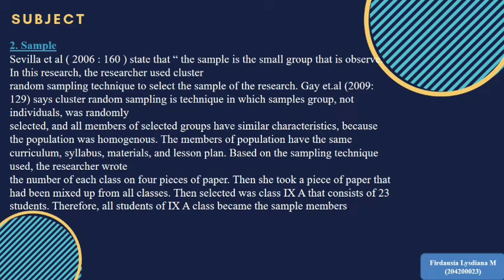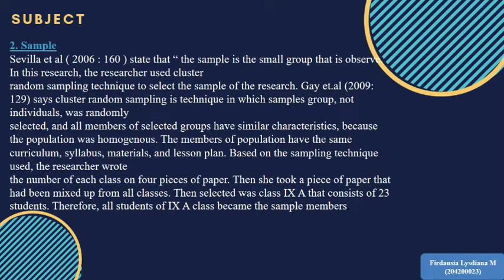And next, sample. Xavier et al. state that the sample is the small group that is observed. In this research, the researcher used cluster random sampling technique to select the sample of the research. Gay et al. says cluster random sampling is a technique in which sample groups, not individuals, are randomly selected, and all members of the selected group have similar characteristics because the population was homogeneous. The members of the population have the same curriculum, syllabus, material, and lesson plan.